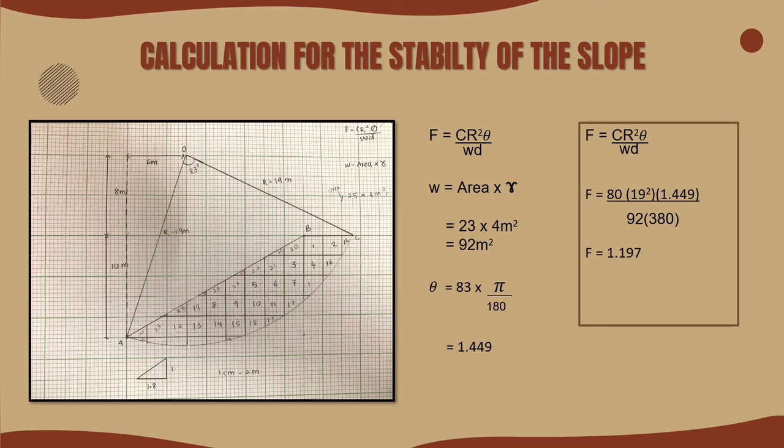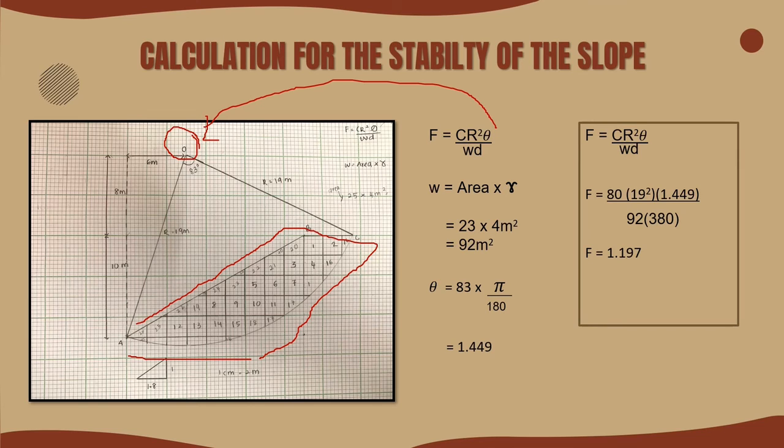Seterusnya setelah kita plotkan graf ini, kita akan mendapati nilai theta iaitu nilai sudut ini sebanyak 83. Kita mengukurkan nilai ini menggunakan protractor. Seterusnya bagi memenuhi formula ini kita hendaklah mencari nilai W. Untuk mendapati nilai W kami menggunakan kaedah dengan membuat segi empat tersebut. Setelah kami mendapat beberapa cantuman segi empat, kami mendapati kami telah mendapat 23 cantuman segi empat.